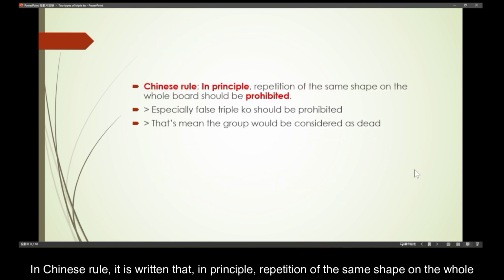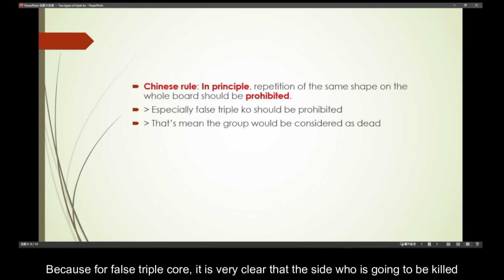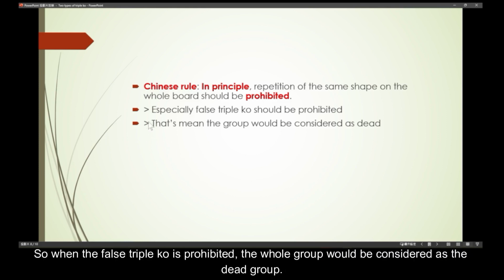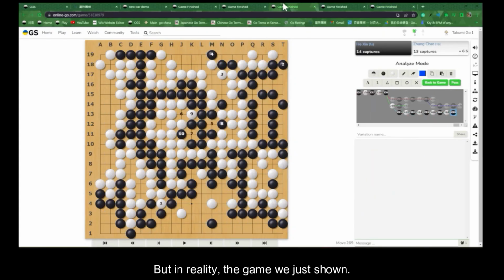So, what is the result of the fourth triple core, or fourth quadruple core? In Chinese rule, it is written that, in principle, repetition of the same shape on the whole board should be prohibited. Especially the fourth triple core should be prohibited. Because for the fourth triple core, it is very clear that the side who is going to be killed would repeat the game. So when the fourth triple core is prohibited, the whole group would be considered as the dead group. But in reality, the game we just showed, between He and Zhang Chao, this is a fourth triple core.